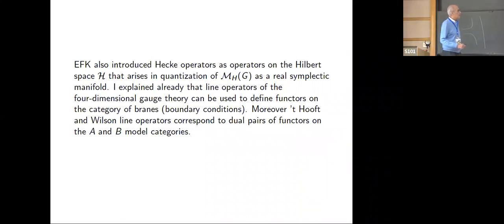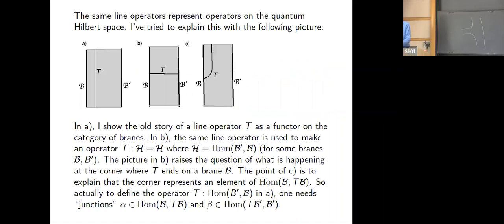So Etingof, Frenkel, and Kazhdan also introduced Hecke operators as operators on the Hilbert space H that arises in quantization of the Higgs bundle moduli space as a real symplectic manifold. So I already explained that line operators give functors on the category of boundary conditions or branes, and moreover, there are dual pairs of functors in the A and B model categories. The same line operators represent operators on the quantum Hilbert space. In fact, what I'm about to tell you is the reason physicists call them operators. So I've tried to explain it with the following picture.